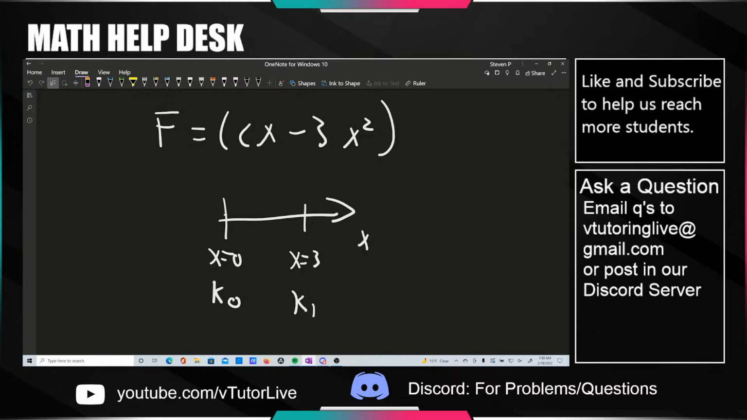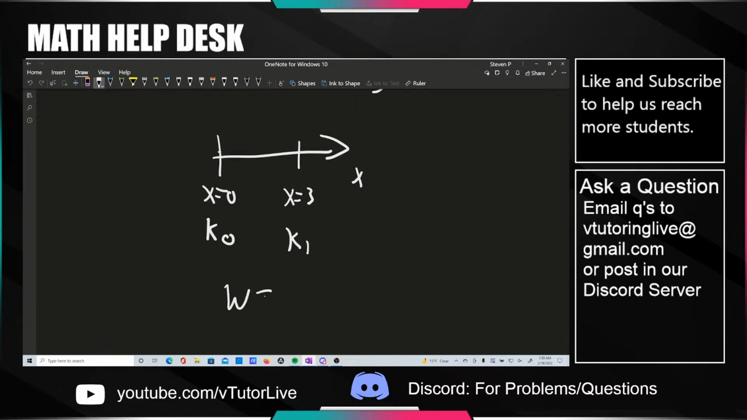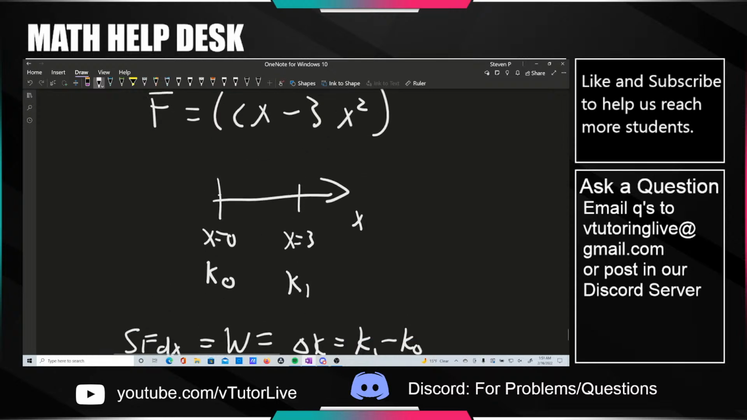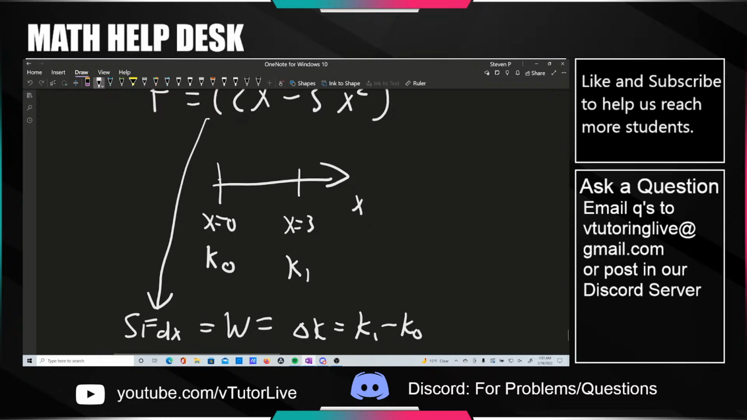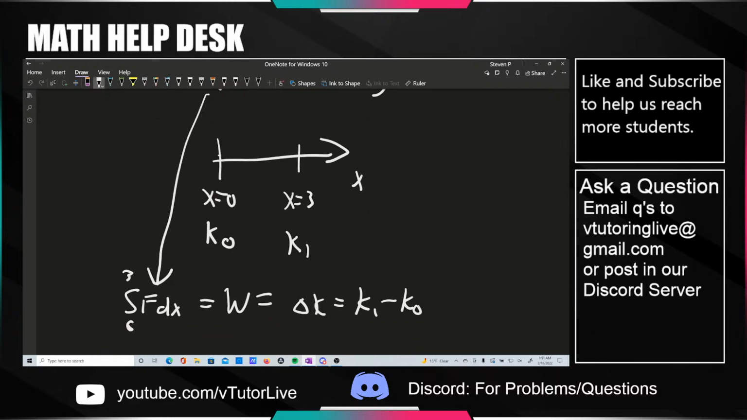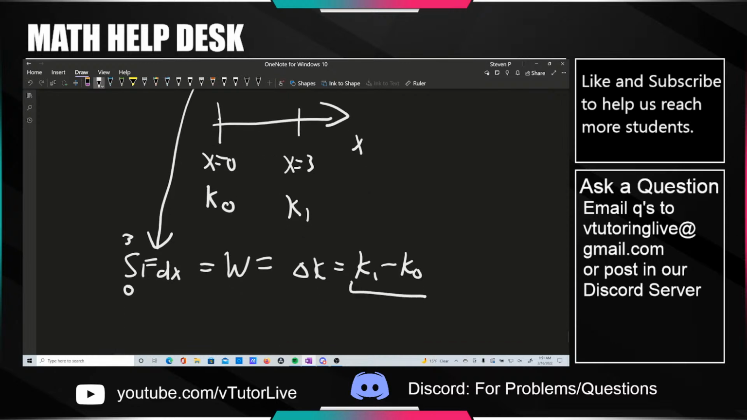Gosh, I'm really tired. Okay. So this is a situation where work is going to be equal to delta k, which is equal to k1 minus k naught. And work is, of course, equal to the integral of F dx. So just take that cx minus 3x squared, plug it in and integrate from x equal to 0 to 3. It should be a relatively basic integral. And then just set that equal to k1 minus k naught.